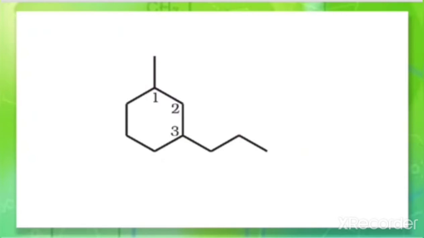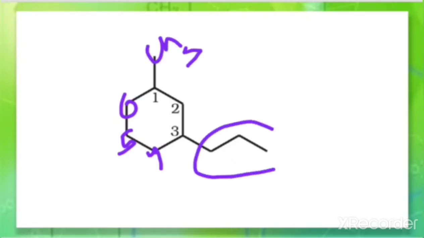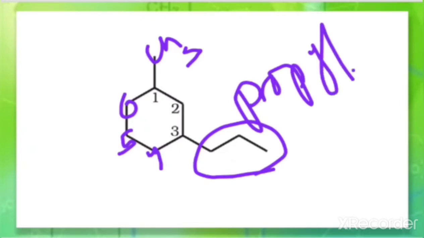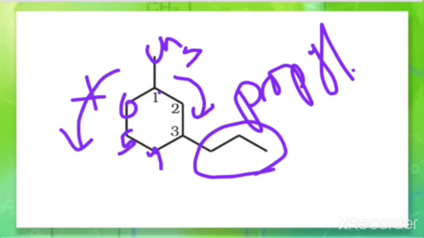So the numbering should be in this way: 1, 2, 3. And what about this one? This one will be the 4th carbon. This is 5th, 6th. So a 6-carbon ring with 2 substituents, that is methyl, and this whole together is called a propyl group. So how do we name this one? And one more thing is here, because once this is numbered as 1, we have to go in this order. It should be numbered clockwise, not anticlockwise, because when you count in the clockwise direction, the substituent gets the 3rd number.